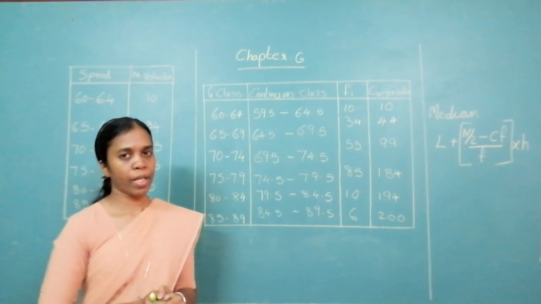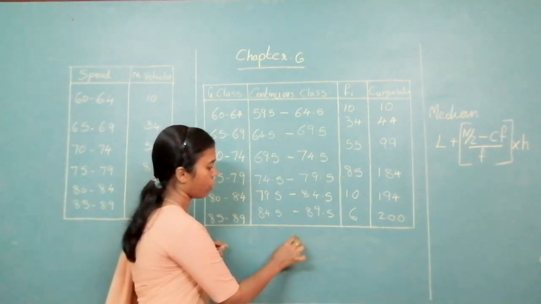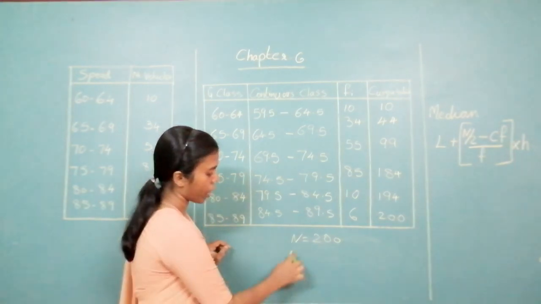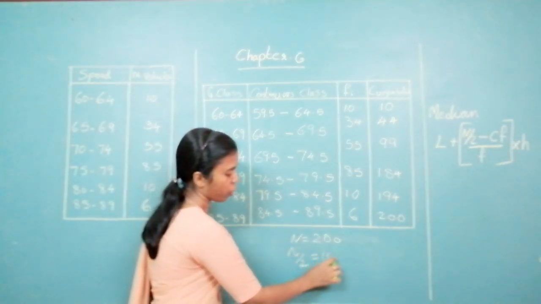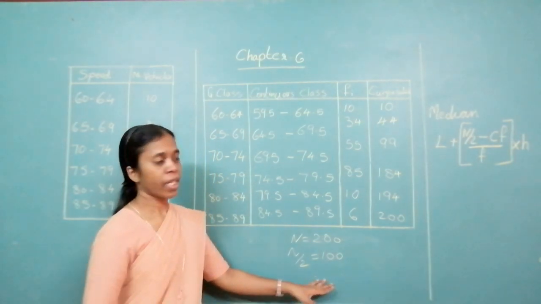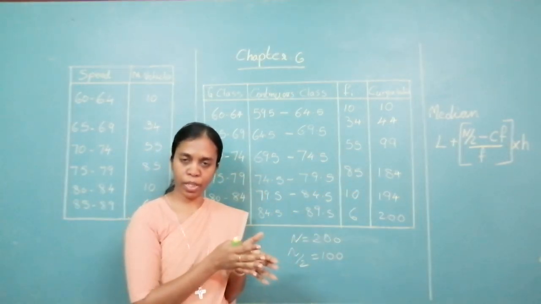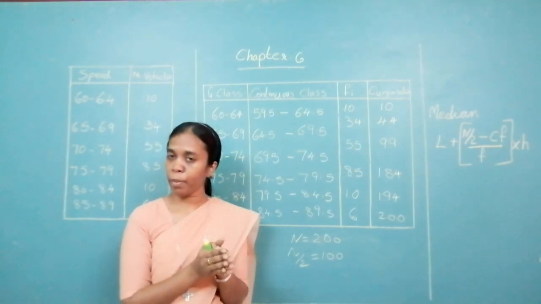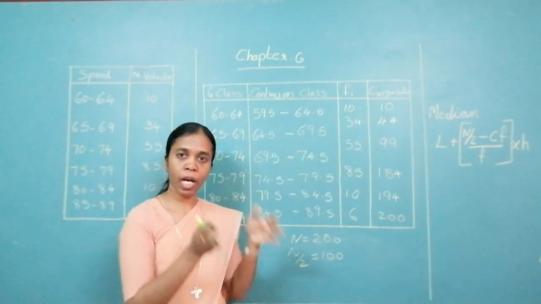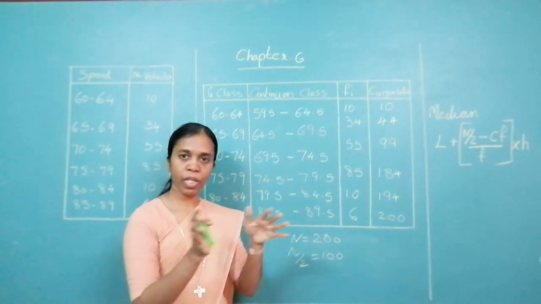How do we choose? To choose the median class, first we have to see what our n is. We know that n is 200. Find out n upon 2. n upon 2 is 100. N is the total number of vehicles, that is the summation of Fi. So n upon 2 is half the total number of vehicles. Altogether there are 200 vehicles, so half will be 100.